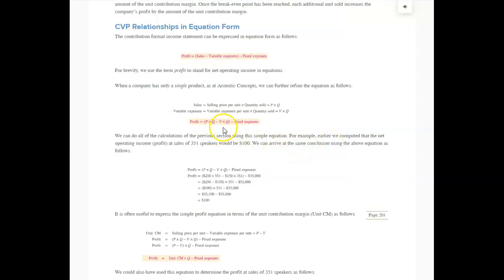To spread this out further, our sales, or our revenue, will be the price per unit times the quantity we're selling. Then we subtract the variable cost per unit times that same quantity. This, within the parenthesis, gives us contribution margin. Subtract fixed expenses, and that's the profit. Okay, so really nothing new here. It's just in equation form.